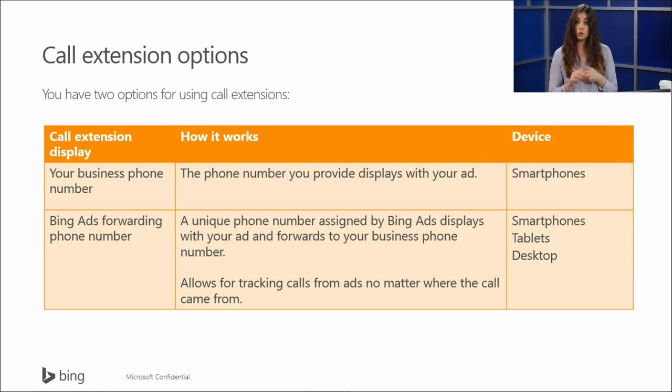Now there are 2 ways that you can set up call extensions. And the way you determine how to set this up will affect how the call extension works. So the first option is to just use your own business phone number. Now, when you do that, you lose that option of having a clickable number on desktops and tablets. So your ad is only going to display that clickable link with mobile devices. That's it. It will show, again, your phone number, but it's only going to be clickable from mobile.